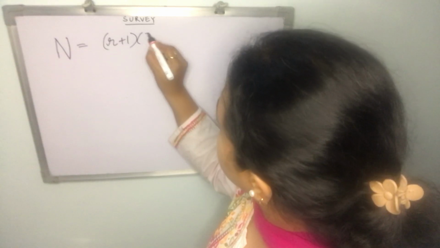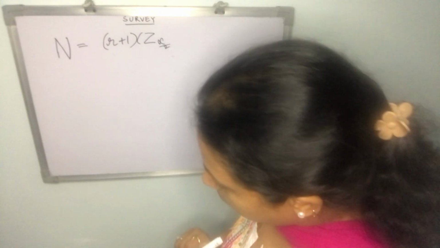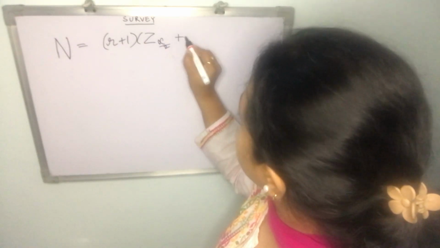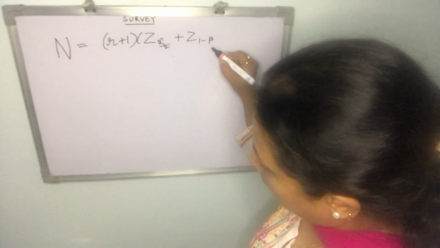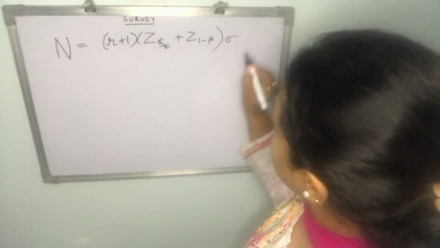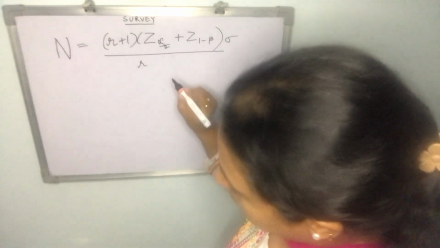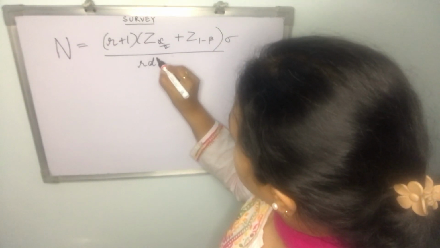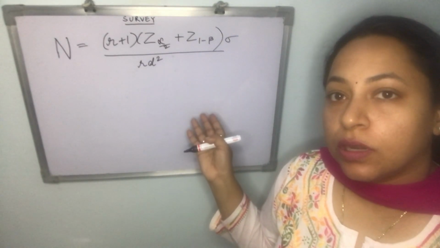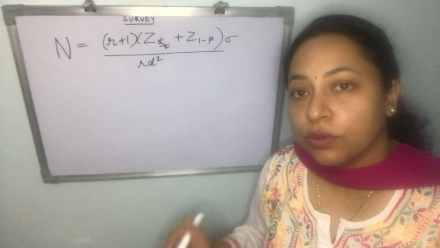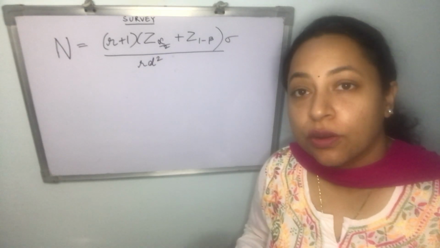brackets z alpha upon 2 plus z 1 minus beta, bracket closed, squared, upon r into d square, with sigma. I want all the students to please note down this is the formula that you use to calculate the sample size in case you are doing a survey method in your research.